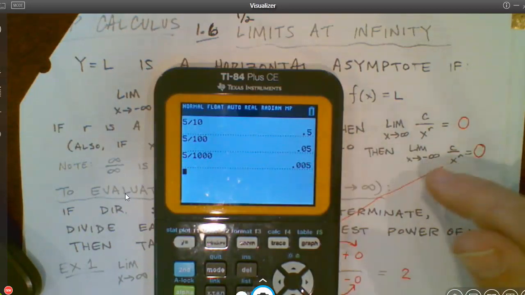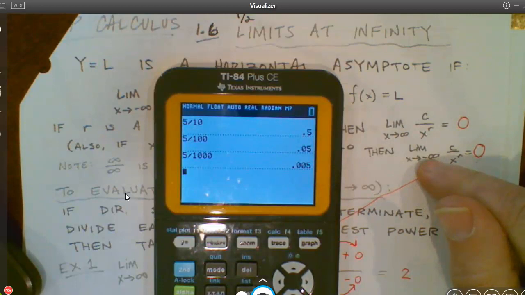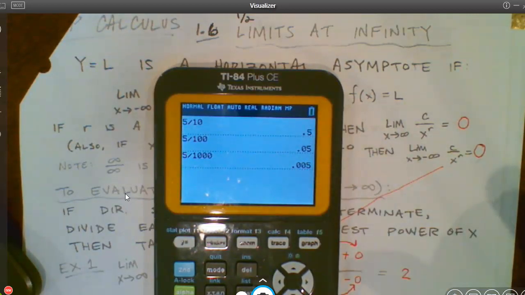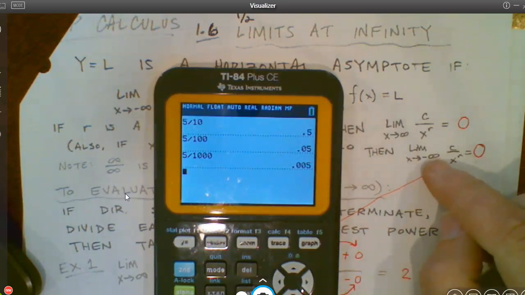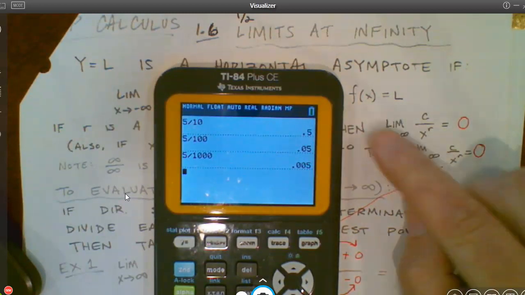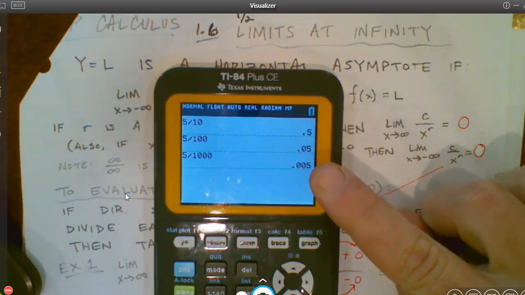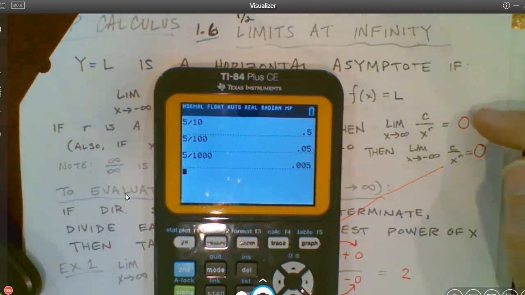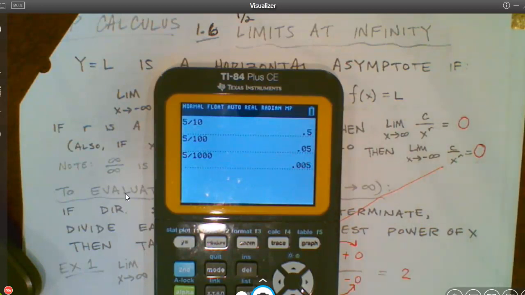The same thing happens with negative infinity. This would all be the same information, but they would just be negative instead of positive, because I would be putting in negative numbers for x instead of positive. So I still get the same layout of numbers, but they would just be negative. So it's still approaching 0. It's just approaching it from the left instead of from the right. But in both cases, you'd be approaching 0 for ones like this.